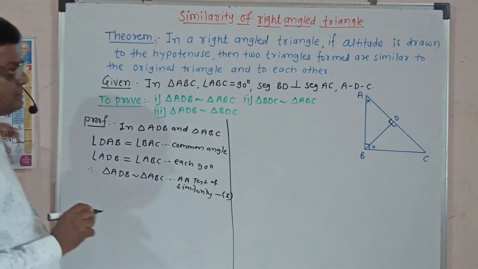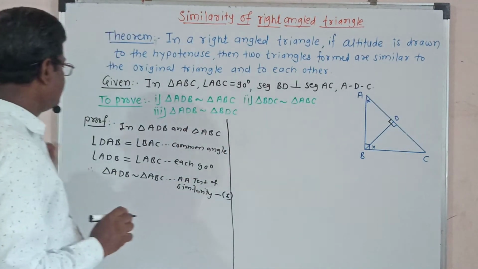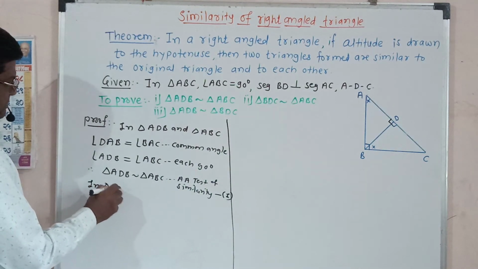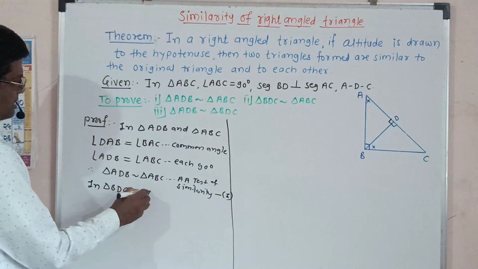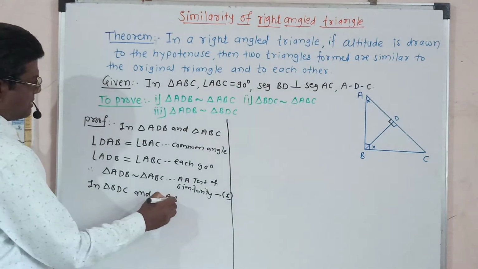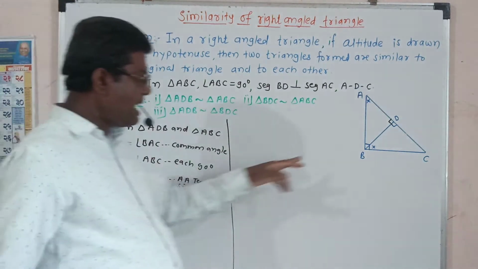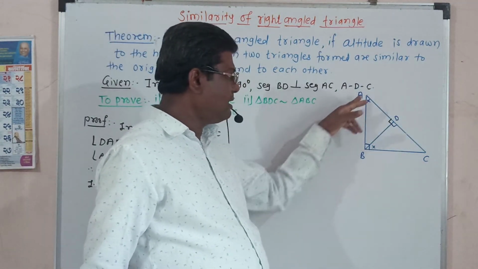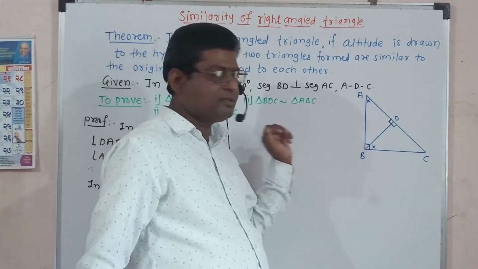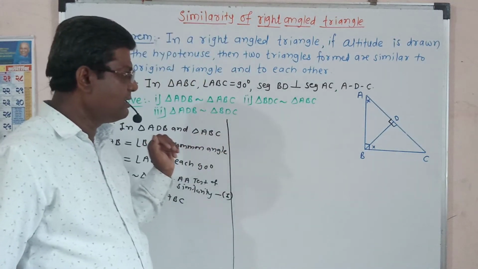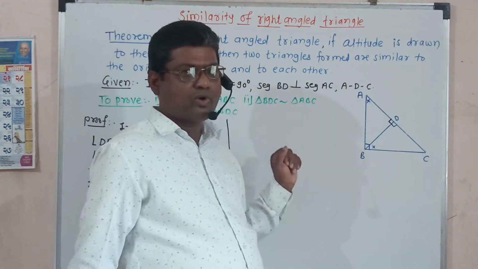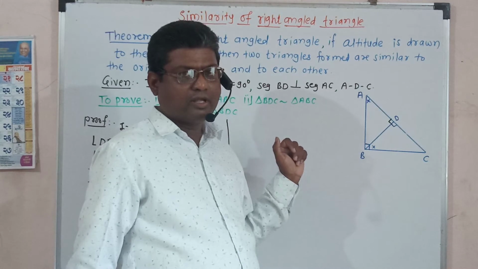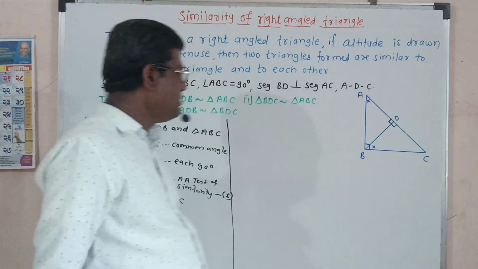Now consider these two triangles. In triangle BDC and triangle ABC, in triangle BDC this angle is 90 degree, and in triangle ABC this angle is 90 degree, and angle C is a common angle. Therefore these two triangles are also similar by a test of similarity.